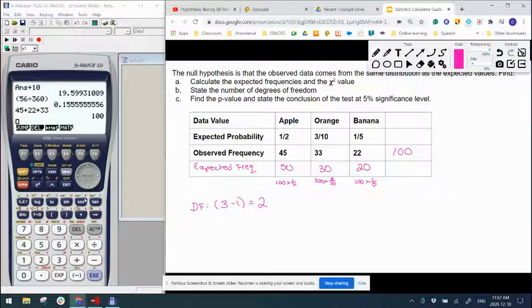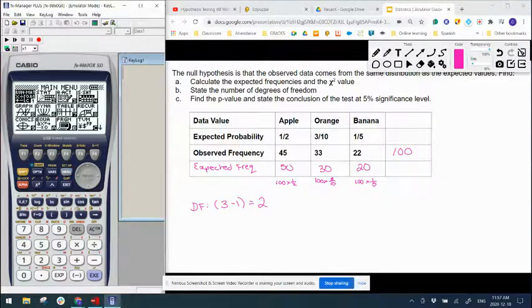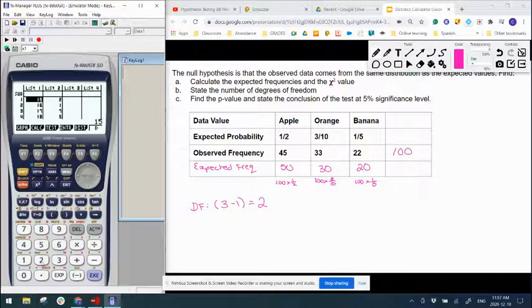So in your calculator, you're going to go menu, go into stats. Here's where you're going to put your data. So in list 1, you're going to put your observed data: 45, 33, 22. And in list 2, you're going to put your expected data. What would happen if this was actually true? So we'd have 50, 30, 20.